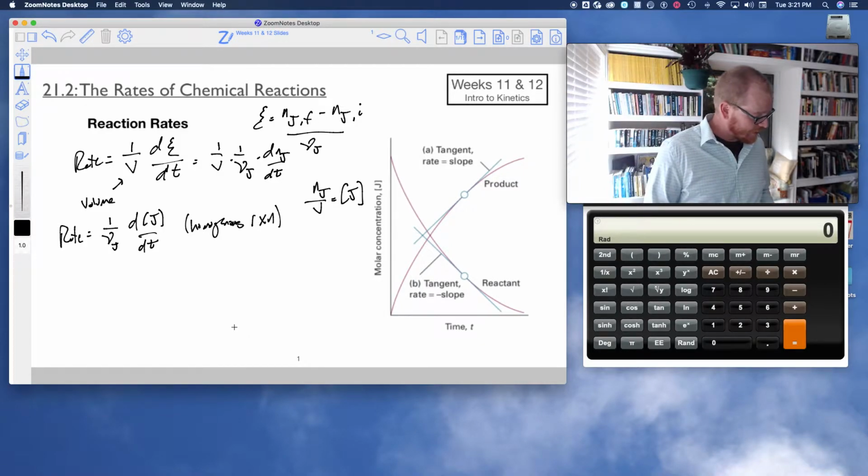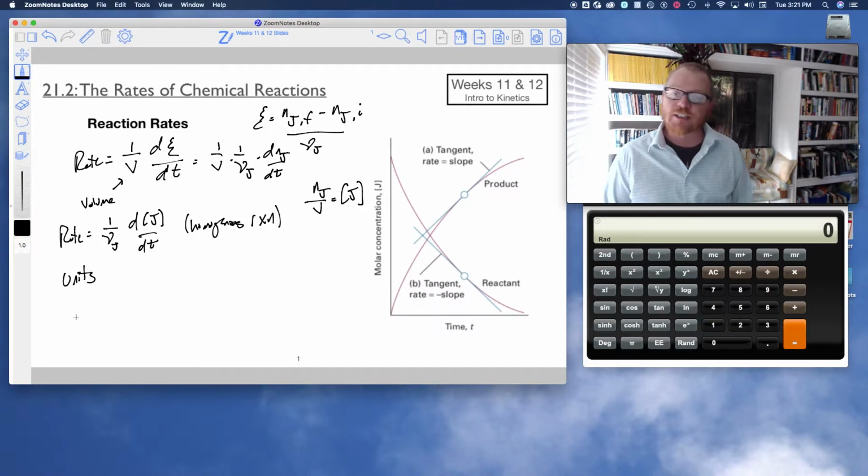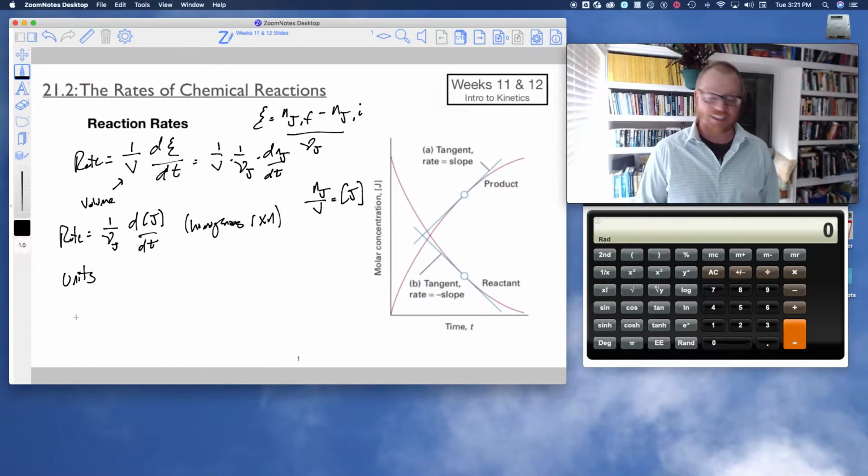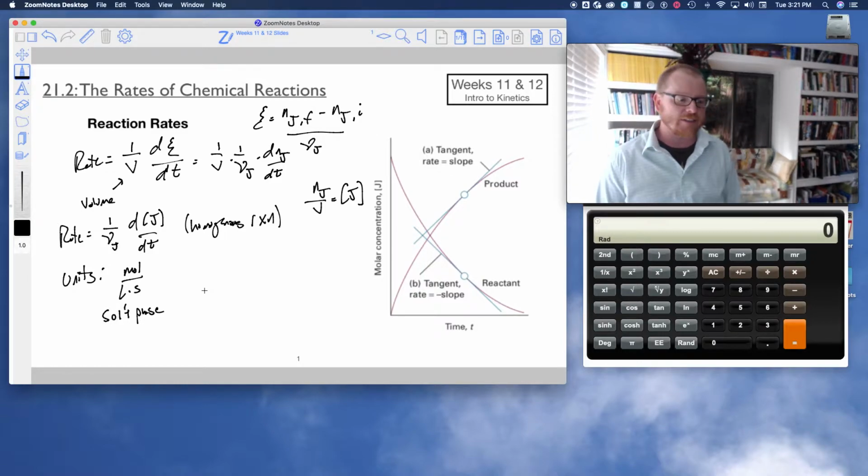So let's see here. Okay. And so now in terms of units for rate, there's going to be 2 main sets of units we see. One is more appropriate for solution phase, and the other is more appropriate for gas phase. We know that molarity is mole per liter, and per unit time is per second. So that's going to be mole per liter per second. And this is more appropriate for the solution phase, or liquid phase reactants.